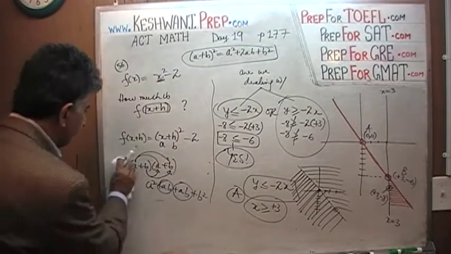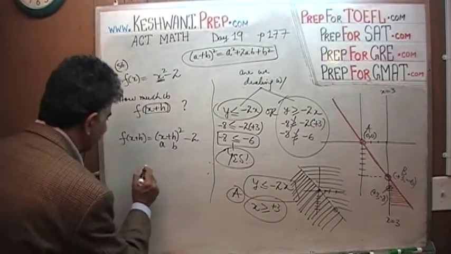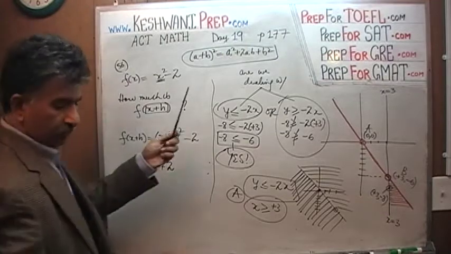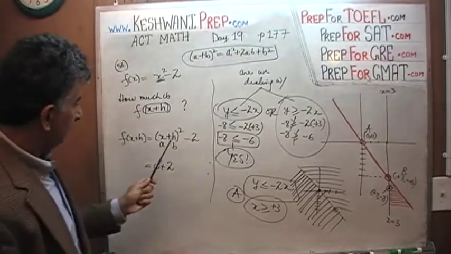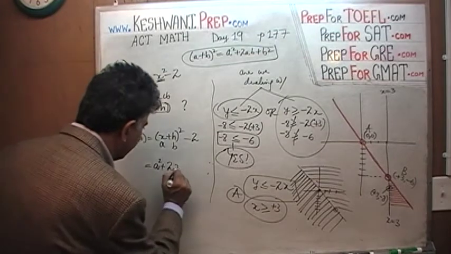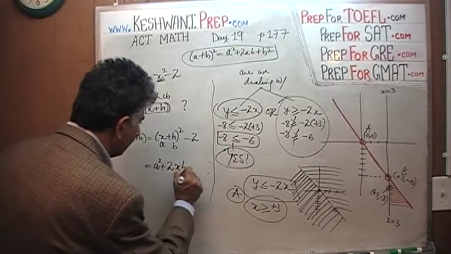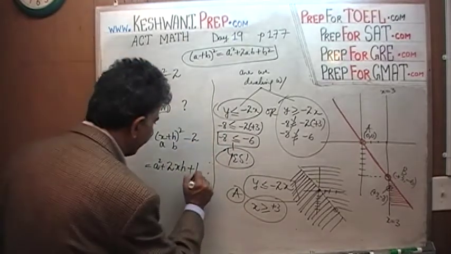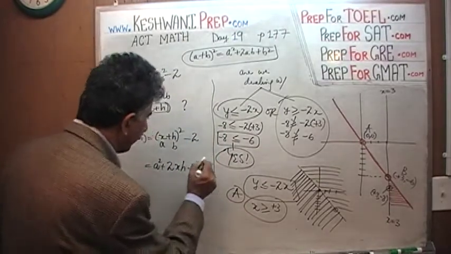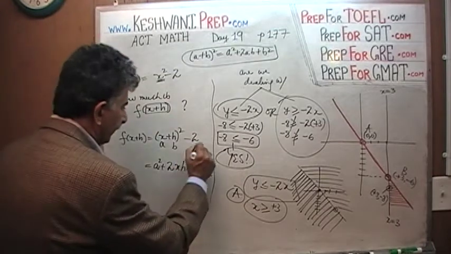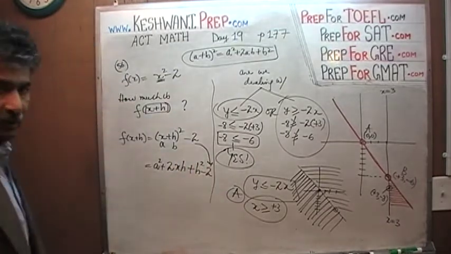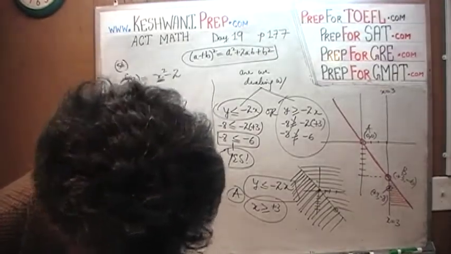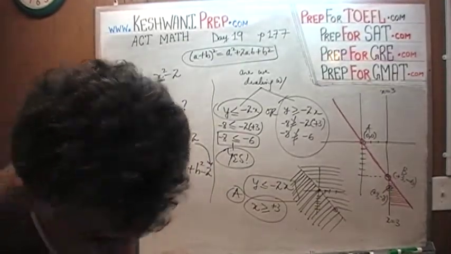So let's do that. This is going to boil down to a squared plus 2ab, where a is x and b is h, plus b squared, so it's going to be h squared, minus the 2. Don't forget this 2 right here that is there. This 2 just comes down here. That's it, we're almost done. And I think this is it. There is not much we can do here. This is how it's going to stay. And the answer is K.